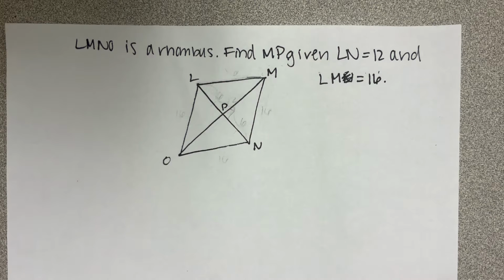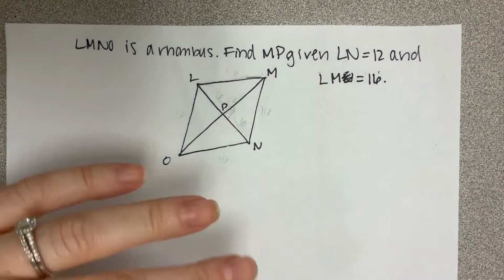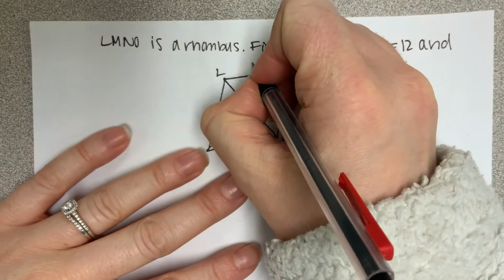So this video is about segments in quadrilaterals. We're going to be walking through an example together. It tells us LMNO is a rhombus, and it's asking us to find MP given that LN is 12 and LM is 16. So first, we're going to label everything we know.